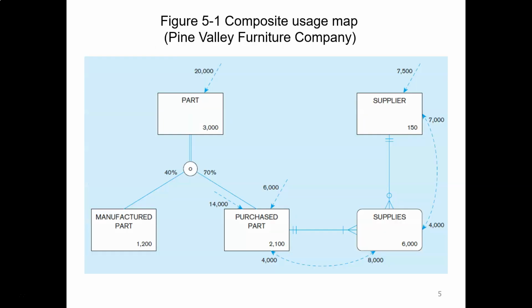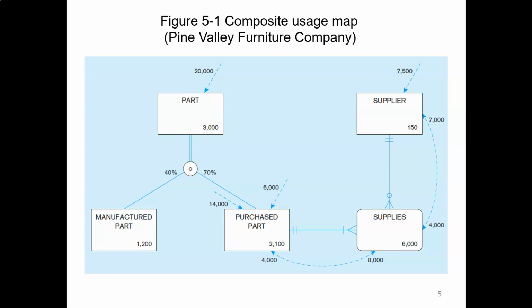This picture is a usage map for a database. It's similar to an ER diagram, except it doesn't have the attributes, and also it has all these numbers here and the percentage here. What do these numbers mean? Well, they basically mean the volume of the database tables. For example, the number 1000 here means that there are 1000 records in the part table. There are 400 records in the manufactured part table. There are 50 records in the supplier table.